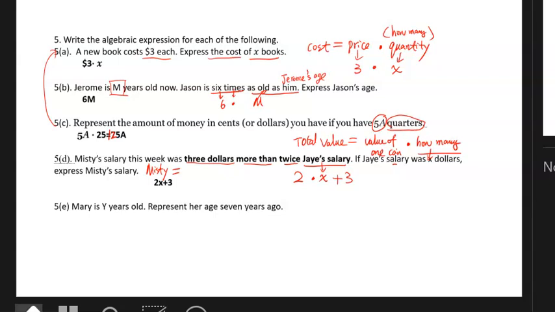Now, Mary is Y years old, represent her age 7 years ago. So in order to find our age a few years ago, because we were younger, we deduct the 7 years from our current age.